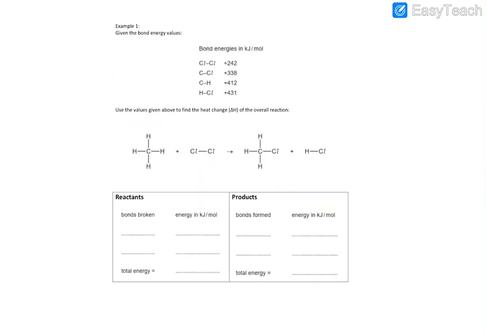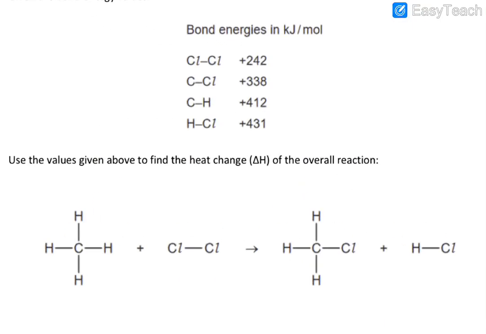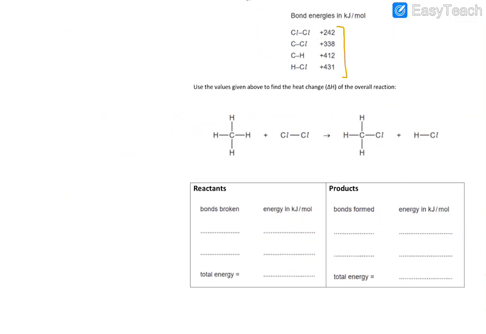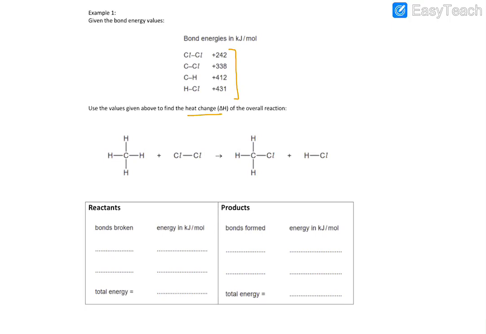Now let's see a first question. You are given the bond energies for these bonds. You need to use the values given to find the heat change, the delta H, of this overall reaction. So how do we find delta H? First you need to break the bonds. So whatever energy is involved during bond breaking minus whatever energy is involved during bond formation. So you just take the difference between the two values. Bond breaking minus bond formation.